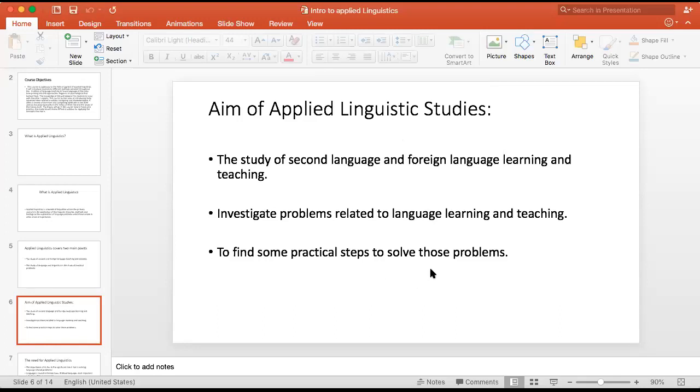So applied linguistics also deals with bilingualism, the communities where more than one language is spoken. So there's a need to decide which language would go into education and which language would be standardized. Right?